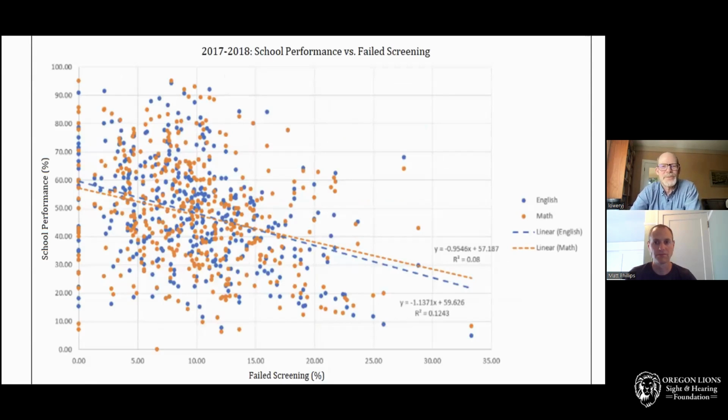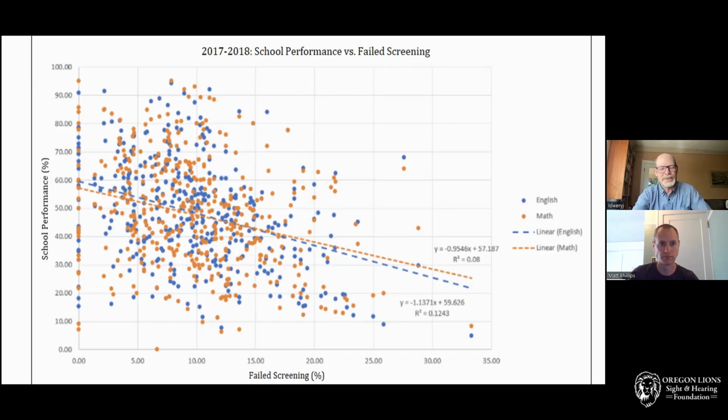So let me take you through just very quickly. We started looking at kind of overall academic performance in schools versus the percentage of children that fail school screenings. And school performance on state tests is published every year, so we can easily get that off the Oregon Department of Education website. And so this is just a regression showing the correlation between the percentage of children who fail screenings at every school in the state that we screen versus the school performance on math and English tests in 3rd grade.